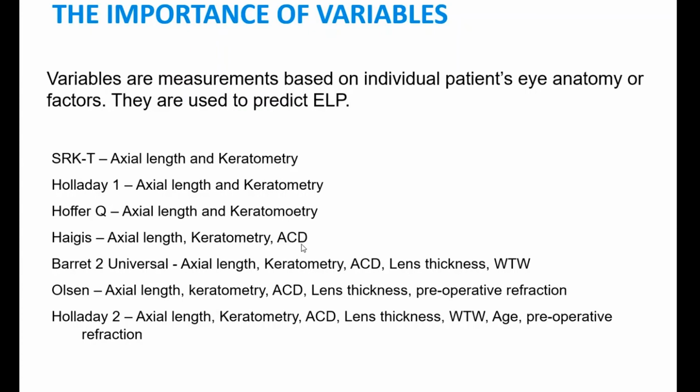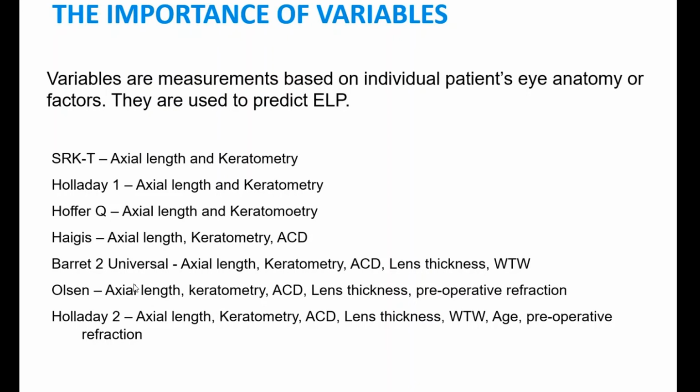So Haigis includes anterior chamber depth measurement. The Barrett includes not just axial length, keratometry and ACD, but also lens thickness, meaning the thickness of the crystalline lens, and white to white measurement, which means the limbal to limbal measurement. Some people call it the cornea diameter.